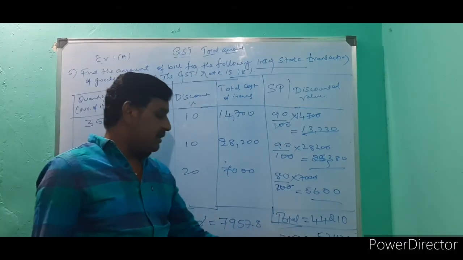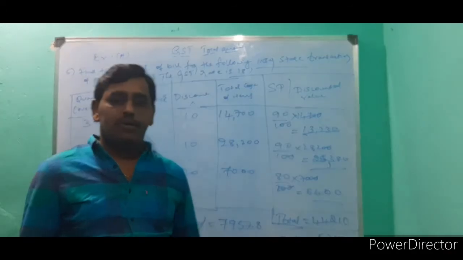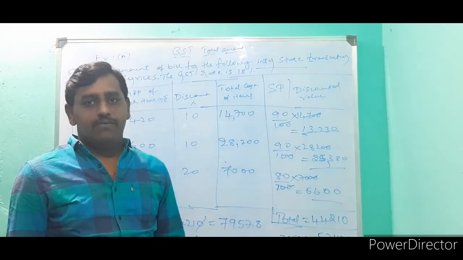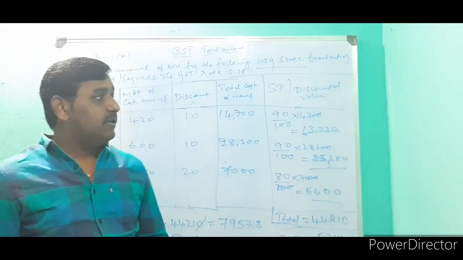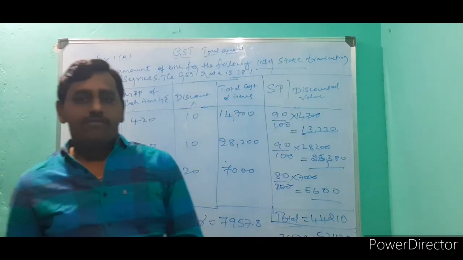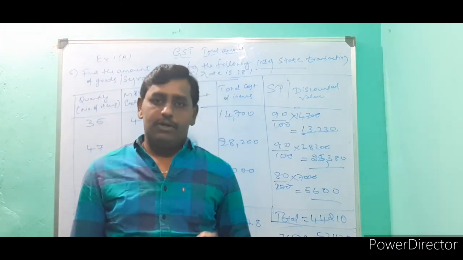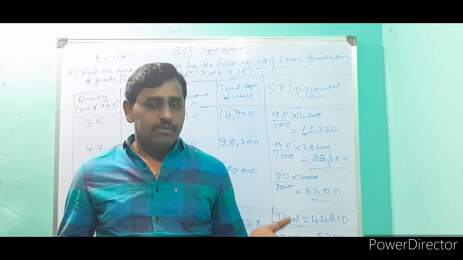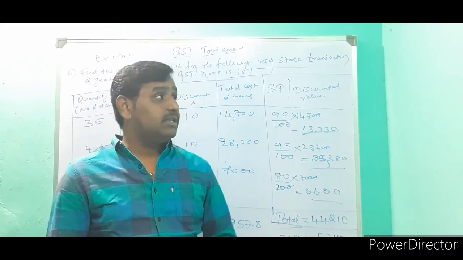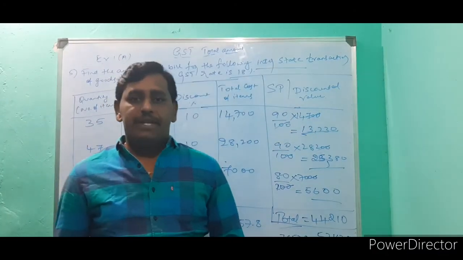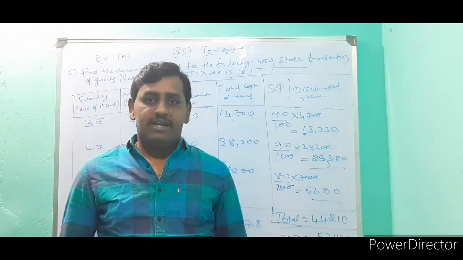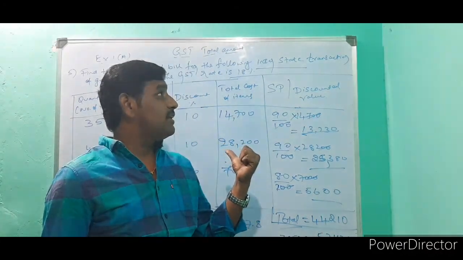For interstate, go directly to IGST. The tax amount you add to the total amount after the discounted price, and then you will find the total amount of value. Like this, many problems are there in your textbook in exercise 1A. Please sit and solve and complete the exercise about interstate and intrastate.